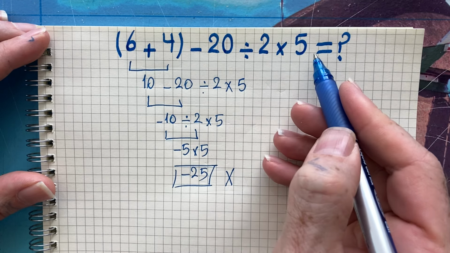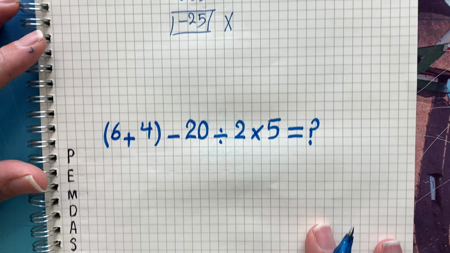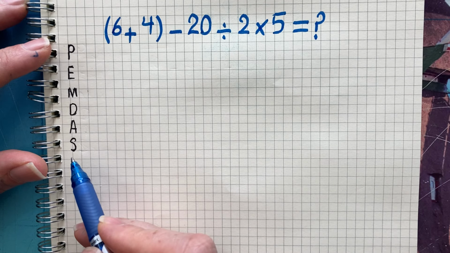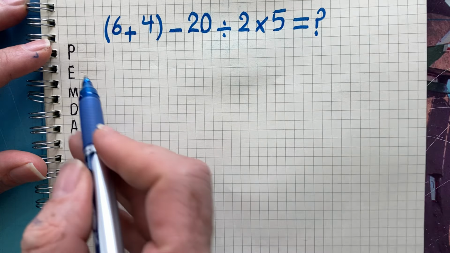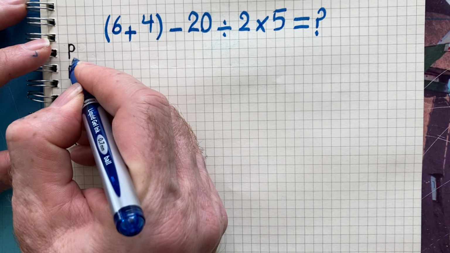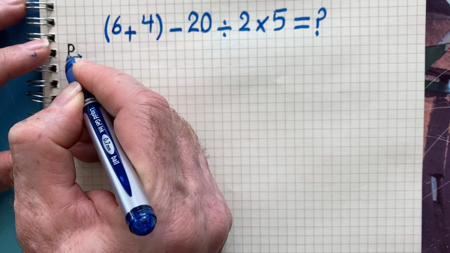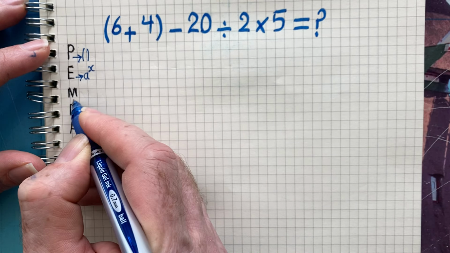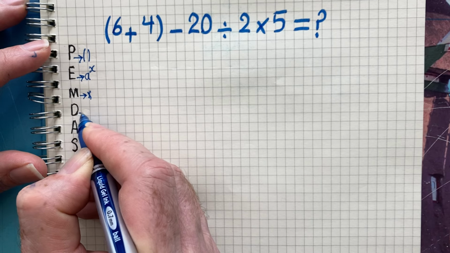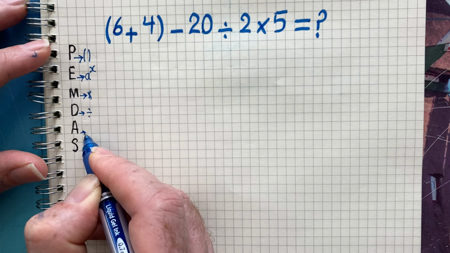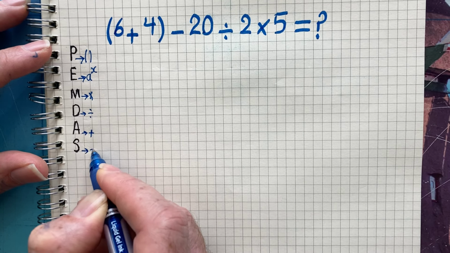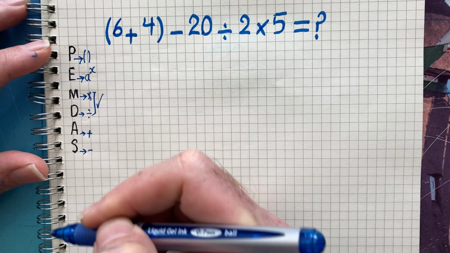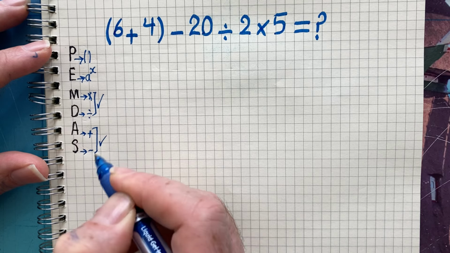Why? Because to solve this type of questions, we need to follow a set of rules that is called the order of operations. The order of operations can be remembered by PEMDAS. Each letter stands for different operation. P stands for parentheses, E stands for exponent, M multiplication, D division, A addition, and lastly S subtraction. Remember, multiplication and division share same level, also addition and subtraction.